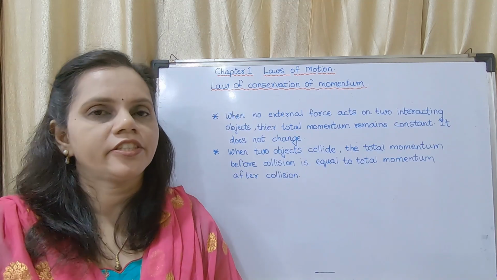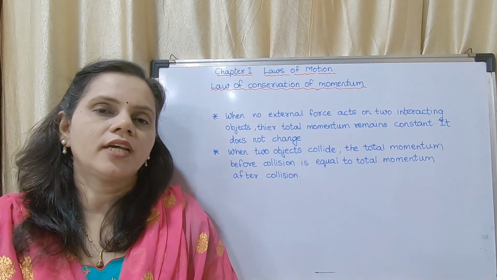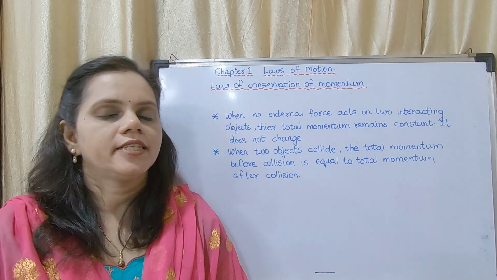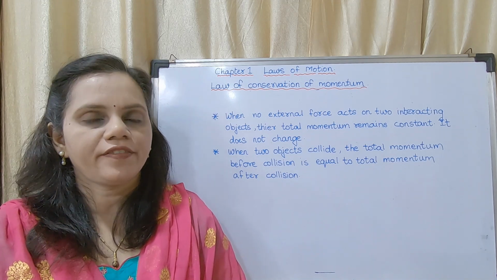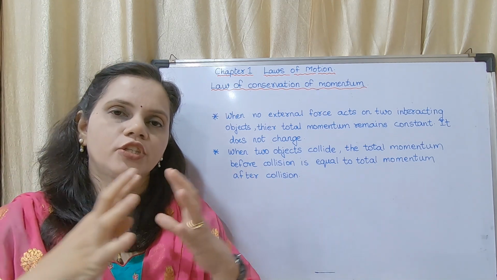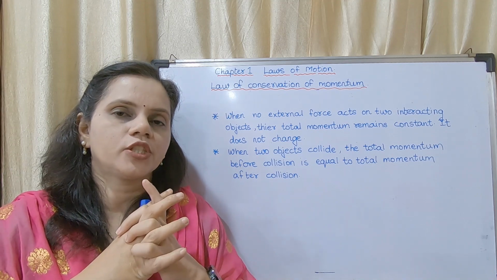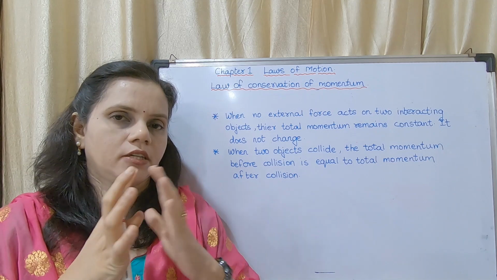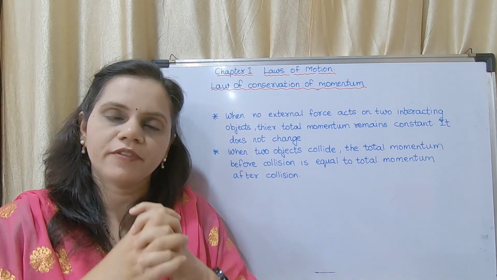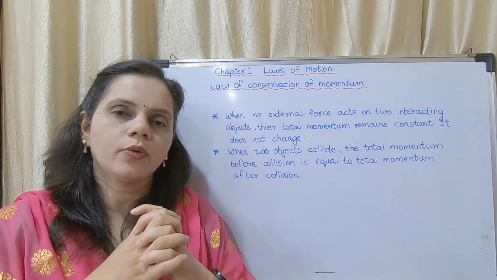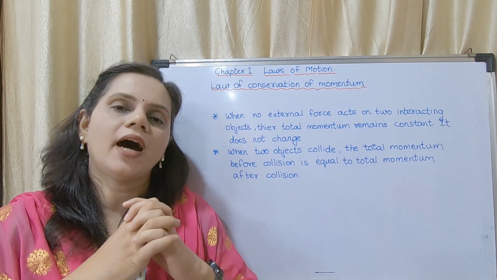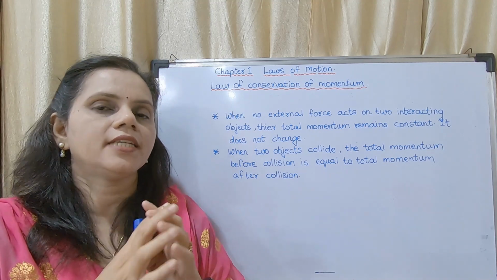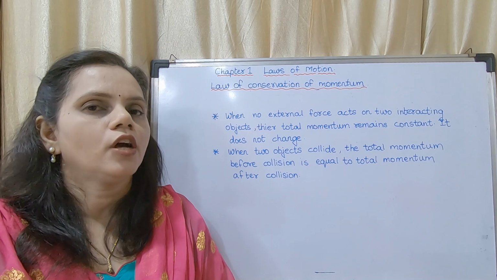So from the derivation we have understood that the total momentum before collision is equal to total momentum after collision. When two objects collide with each other, the total momentum of one object and the other object, their total momentum before collision is equal to total momentum after collision. That is the law of conservation of momentum.